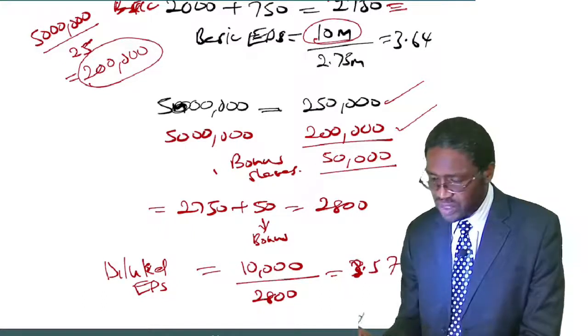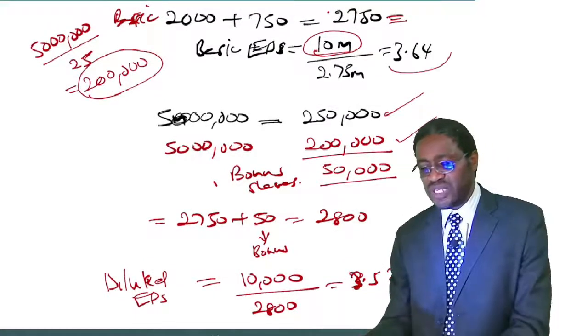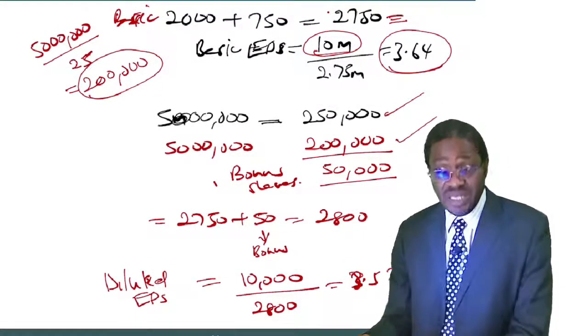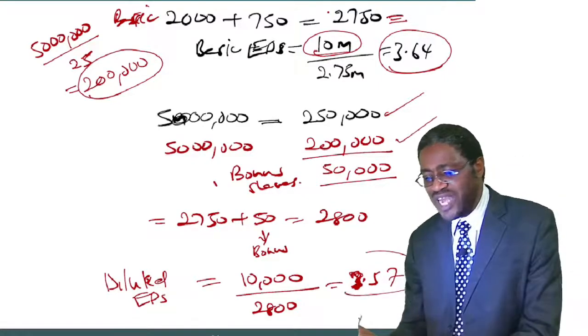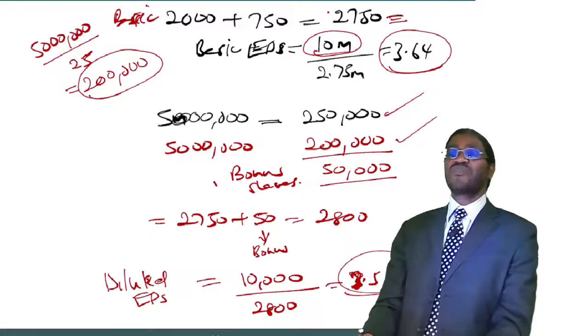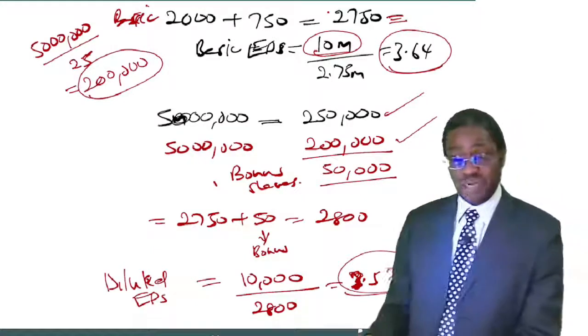3.57. What was your basic? Our basic was up there, 3.64. Now we are saying, because of the partly paid, it is possible your earnings could be diluted to 3.57. That becomes the diluted EPS. Okay?